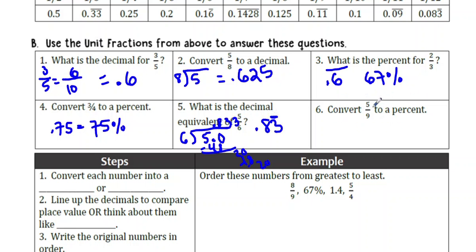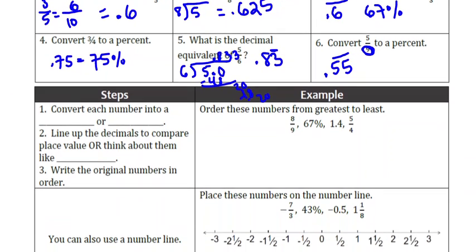5/9 to a percent. This is easy. Remember, if you have a ninth as your denominator, you just take your numerator and you repeat it. And that's it.